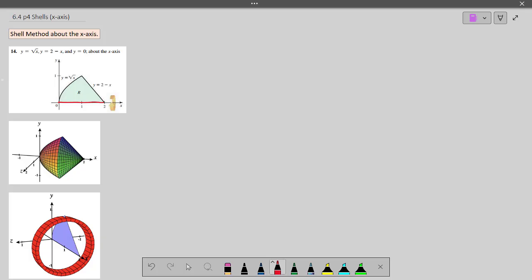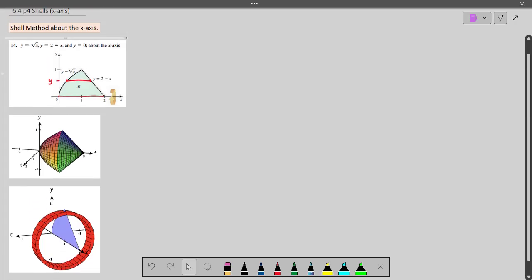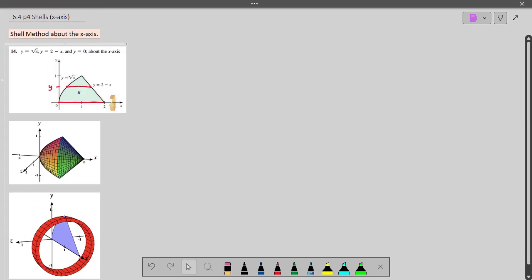Whereas if we use a horizontal element here, that horizontal element at y is going to be a little cleaner because we only need to use one integral instead of breaking it apart into two integrals. And that horizontal element rotated around the x-axis, there we go, is going to be a cylinder. So when this rotates around, it creates a cylinder.